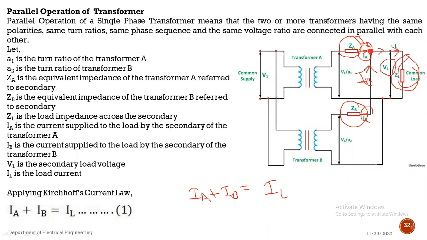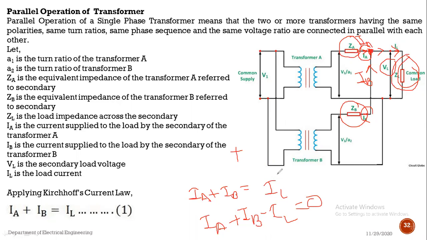So consider current entering the junction point as positive, and current leaving the junction point as negative. So this equation will be written as IA plus IB, हे दोन towards the junction आहेत, it is considered positive. Away from the junction जाणारा करंट negative consider केला, that is IL. So it is equal to 0. That means IA plus IB minus IL is equal to 0, किंवा we are writing the equation IA plus IB is equal to IL.